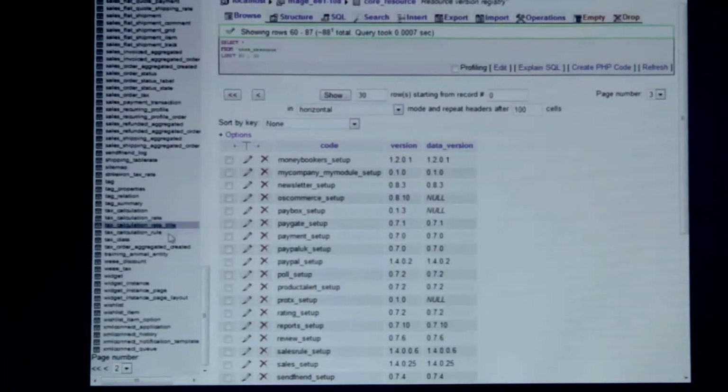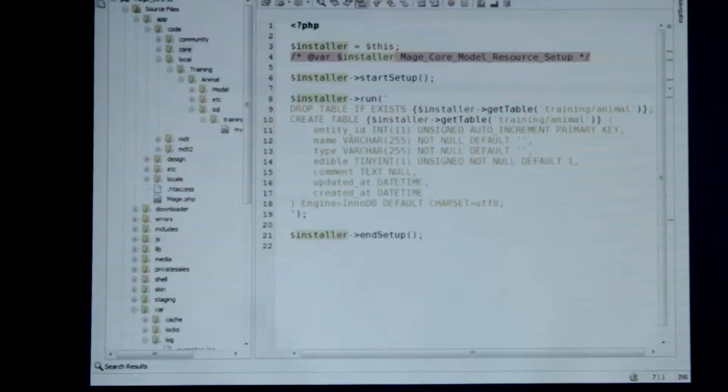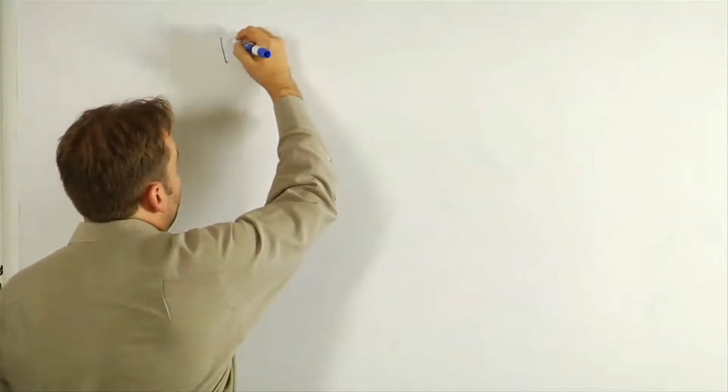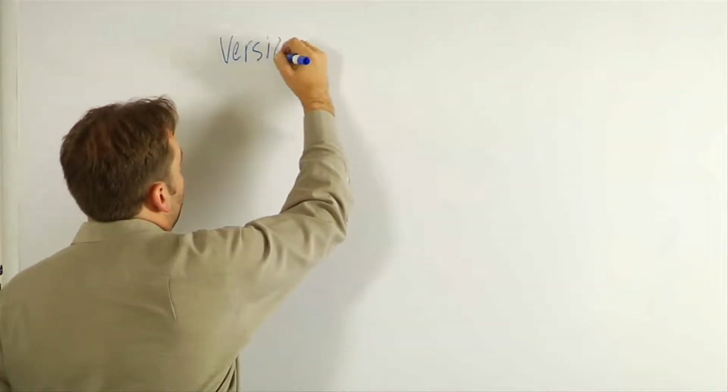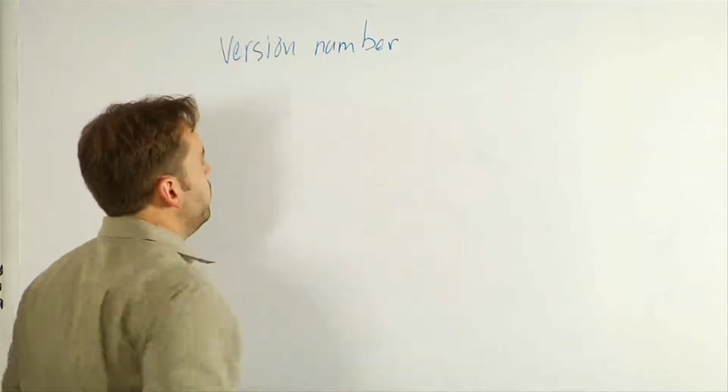Do I have a training animal entity? Look, I do. Look at that. Oh, sweet. Okay. So here's the config XML again. Version number.